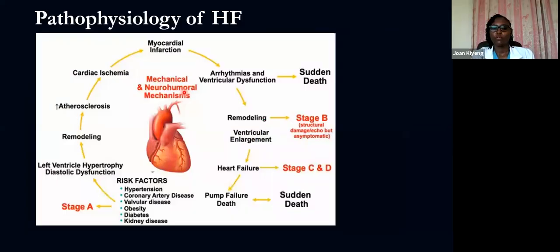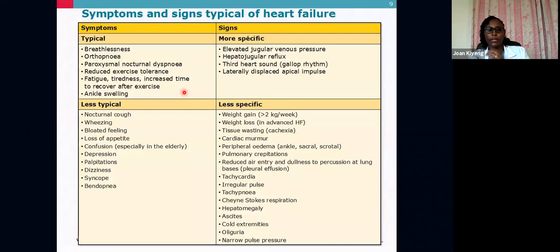Okay. Because of time, we'll proceed. So we have what you call typical symptoms. Those are the symptoms that we usually ask patients about. Some people call it breathlessness, some people call it shortness of breath, especially when this shortness of breath is occurring on exertion. But it doesn't have to be like that.